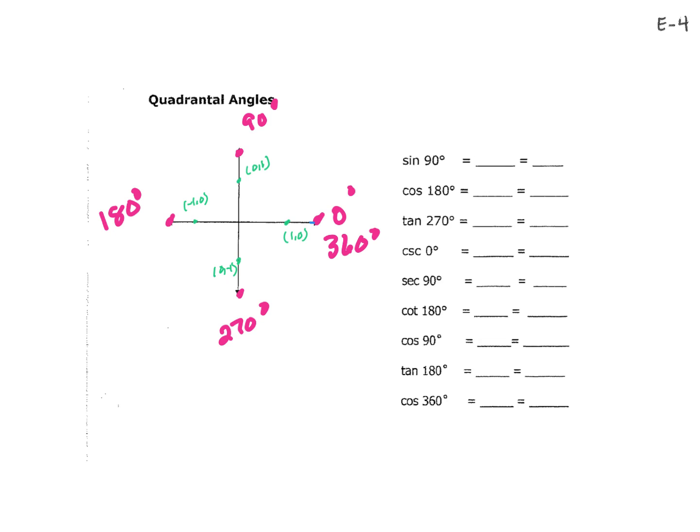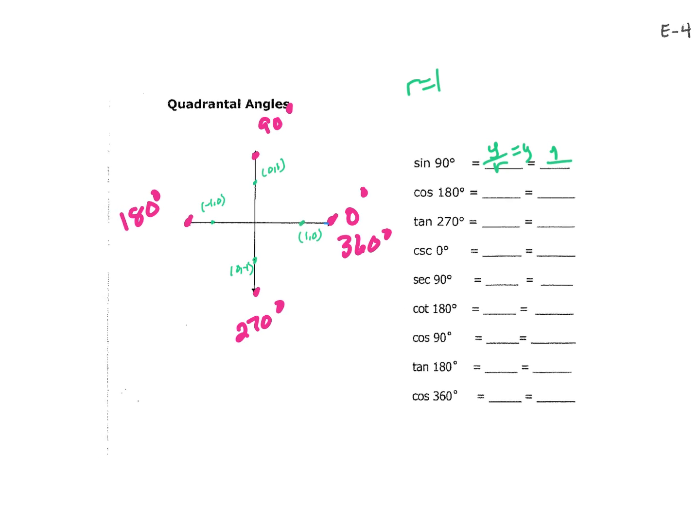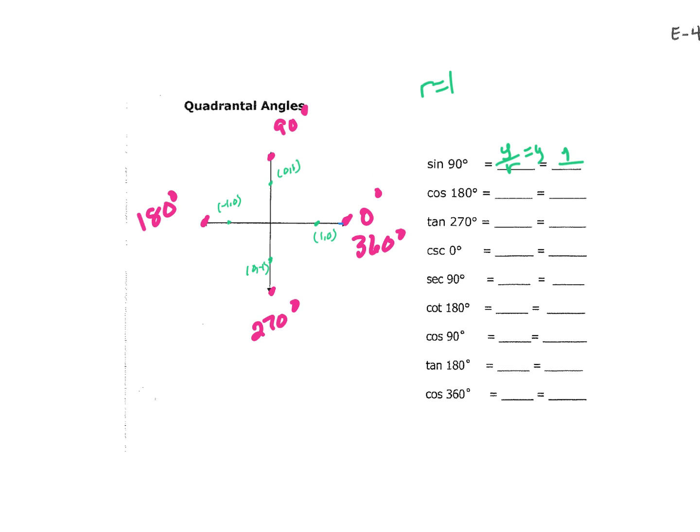So the first thing we need to think about is we're looking for a sine value, and we know sine is y over r. Here, r is equal to 1, so really it's just y. So what's the sine value at 90 degrees? So the sine of 90 degrees is what? 1. There you go.